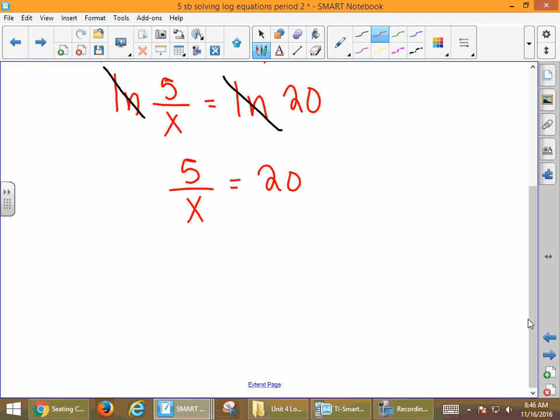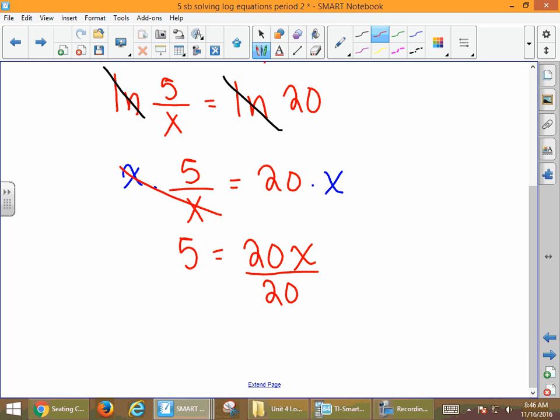Gonna do a couple more steps than maybe you need to. The first one being, let's multiply both sides by x. When we multiply both sides by x, we get 5 equals 20x. And then lastly, it's 20 times x, so when we divide both sides by 20, we end up with x equals 1/4. 5 divided by 20 is 1/4.